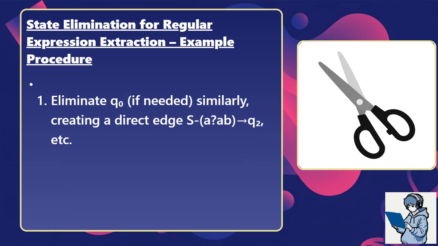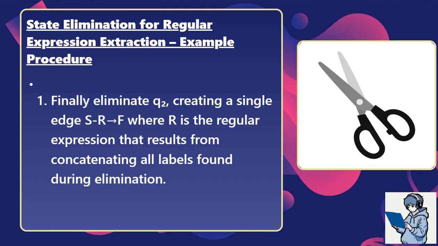Step 3. Eliminate Q0 if needed similarly, creating a direct edge from S to Q2 with an optional AB, and so on. Step 4. Finally eliminate Q2, creating a single edge from S to F, where R is the regular expression that results from concatenating all labels found during elimination.